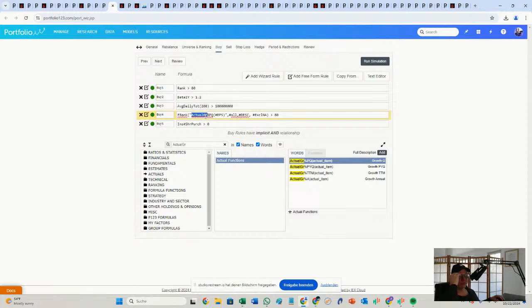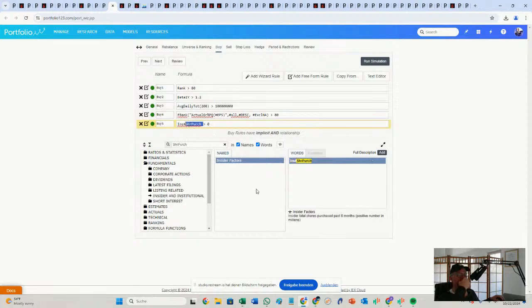So that basically says, okay, I want to have stocks that have press releases where they say the actual growth of the latest quarter is within the top 20%, right? That ranks that. So you can rank within a buy rule. And I want insider purchases above 0.